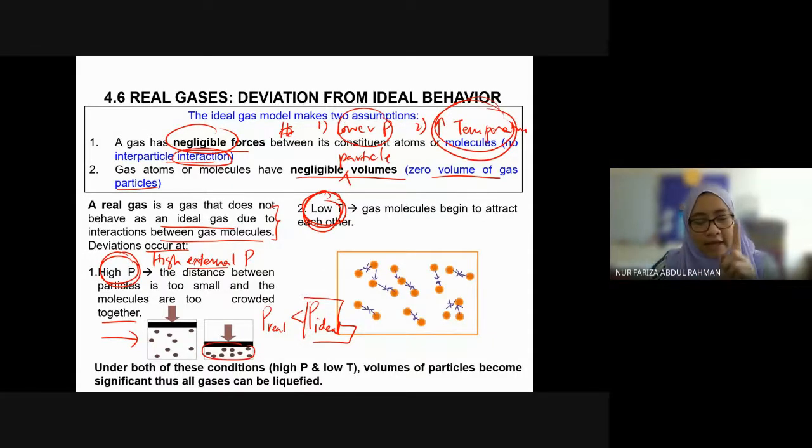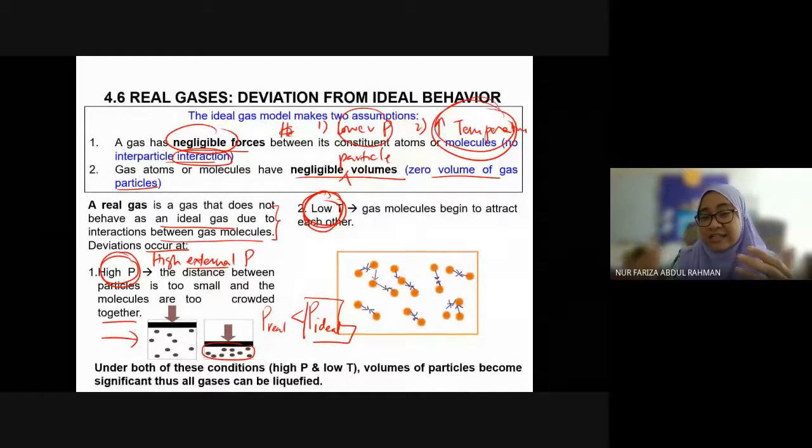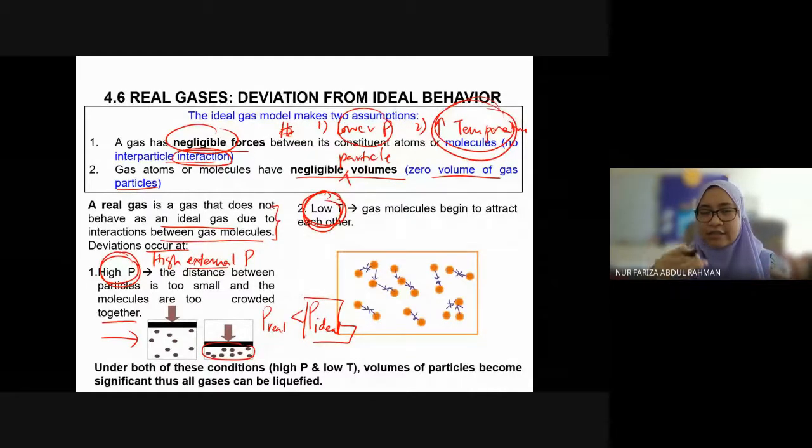Alright. At low temperature, that means become colder lah. Okay, at low temperature, let's talk about kinetic energy. At low temperature means the kinetic energy is lower. Betul tak? The kinetic energy is related to the speed, the movement of the gas particle. So the movement of the gas particle will be slower. Dia bergerak slower lah.